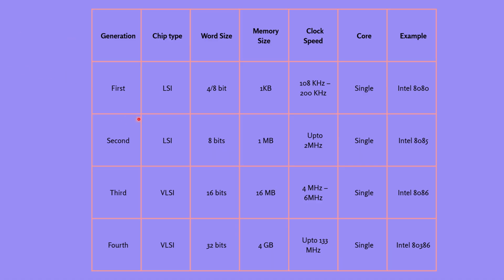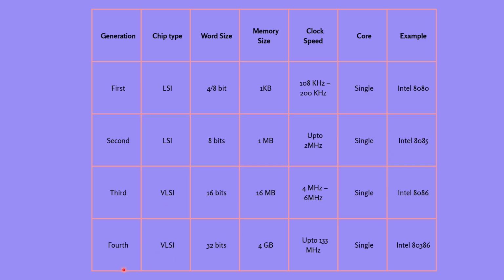In the first generation, the type of chip used was LSI, which is large scale integrated circuit. LSI, VLSI all specify the number of transistors used in the integrated chip. An integrated chip is nothing but the tiny components of the processor, like transistors and diodes, all placed inside a single chip. Based on the number of transistors, we classify the chip type as large scale integrated, very large scale integrated, and super large scale integrated.